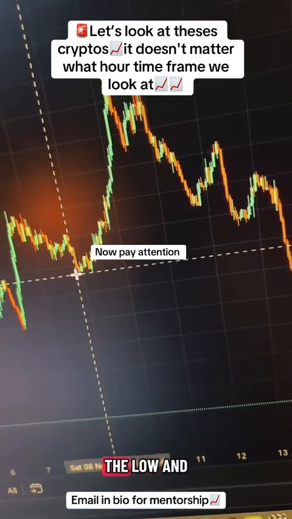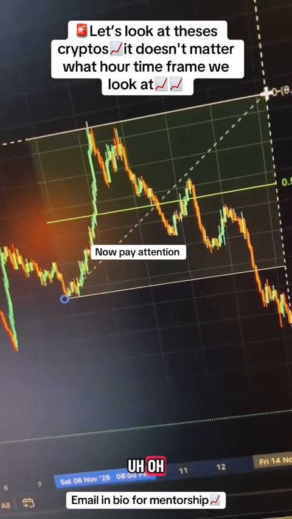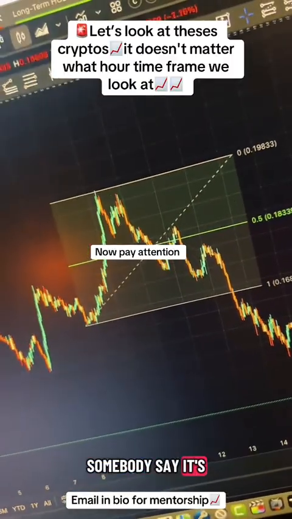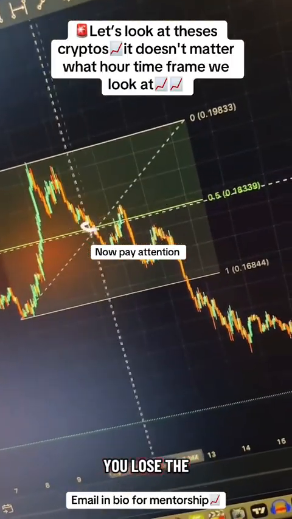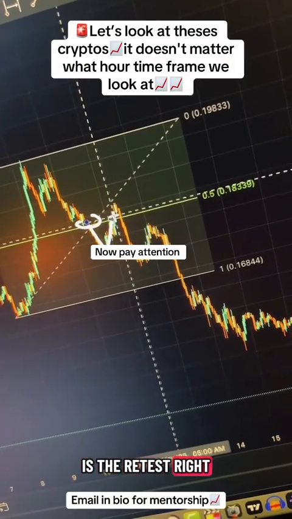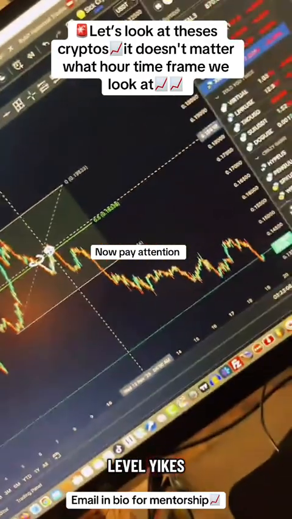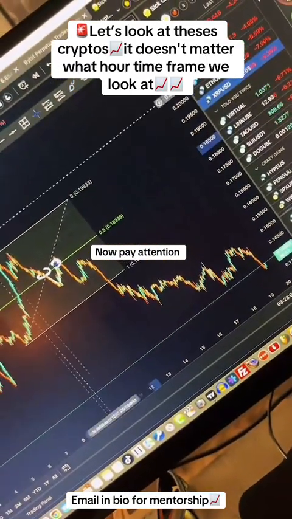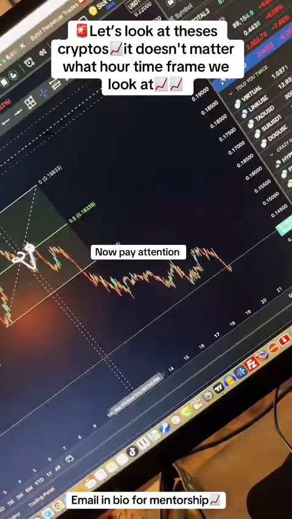So if this right here is the low and this right here is the high, uh-oh, it's right in your face. You lose the 50% level right here. This is the break and this is the retest. It failed the 50% level. Yikes. You would have shorted this 50% level, and right now you would be in profit on a short about 23.5%.